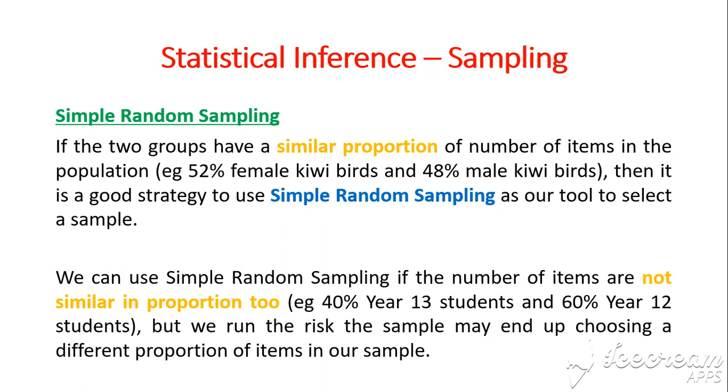We can use simple random sampling if the number of items are not similar in proportion too. Maybe we had 40% year 13s in a population and 60% year 12s. We can use simple random sampling, and most of the time it'll be fine, but we do run the risk that the sample may end up choosing a different proportion of items in our sample.